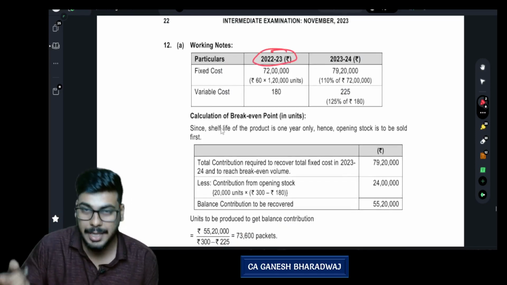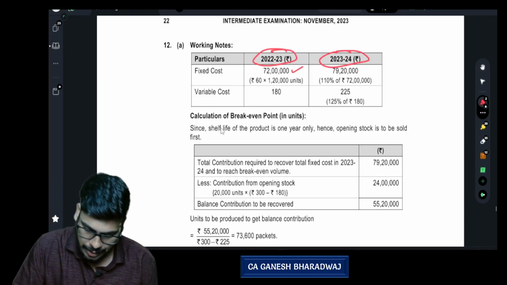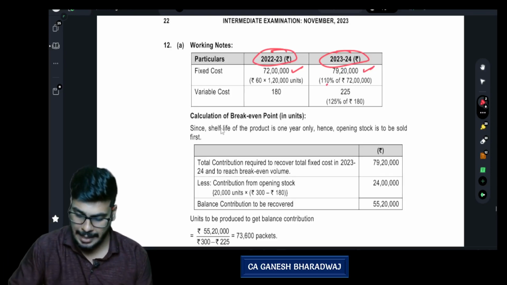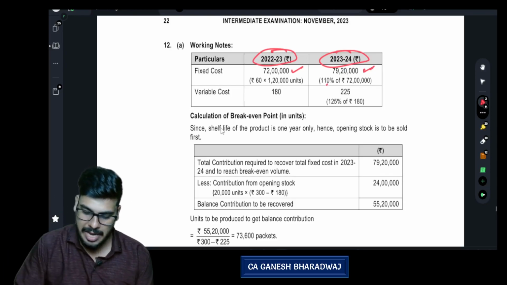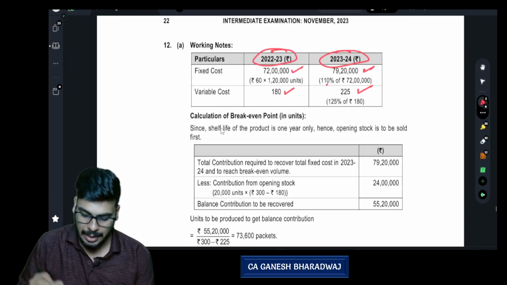So 22-23, the previous year, and current year 23-24. Fixed cost is 72 lakhs. In the current year it has increased by 10%, so 79,20,000. Variable cost of the previous period was 180 rupees per unit. In the present year, it has increased by 25%, so it's 225. Correct? So now look at this.